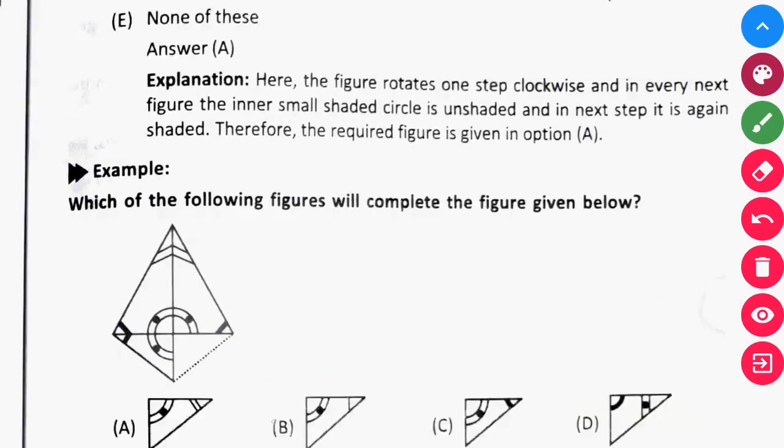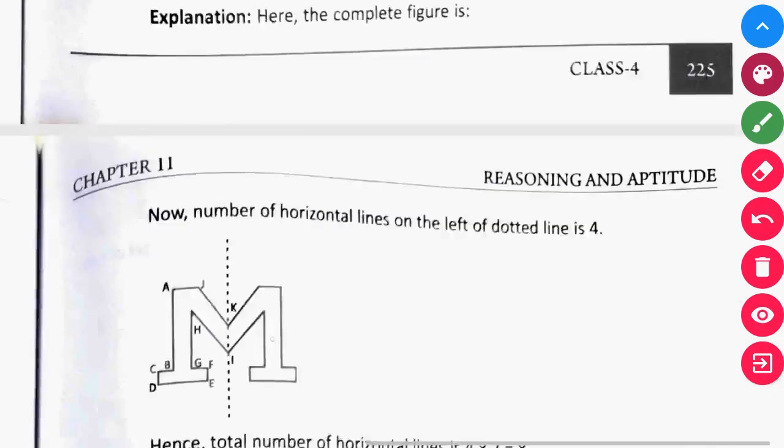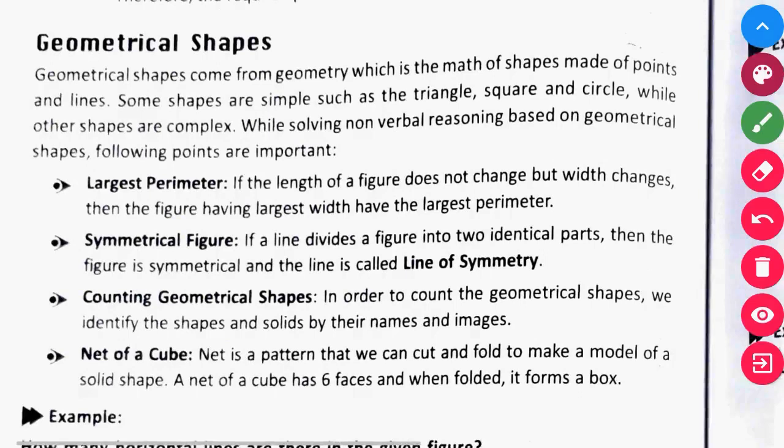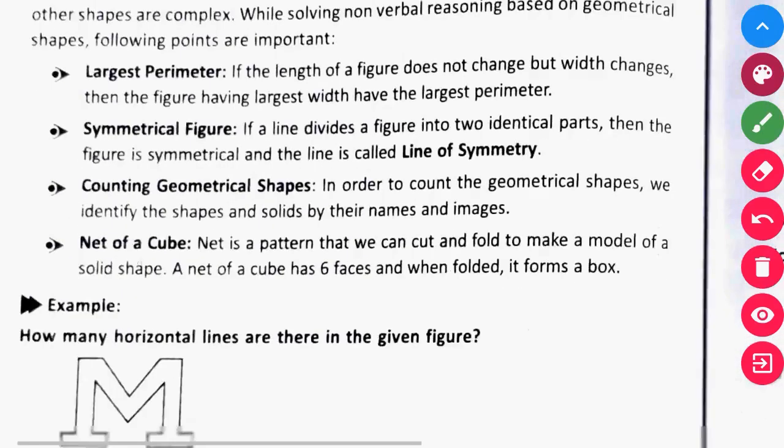Now embedded figures are done. Embedded figure questions are based on this. Now geometrical shape.